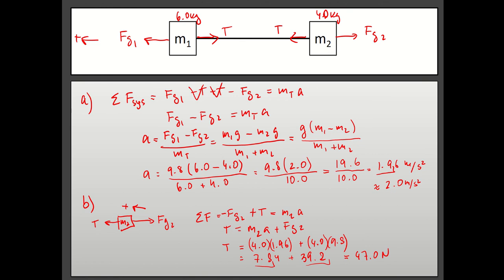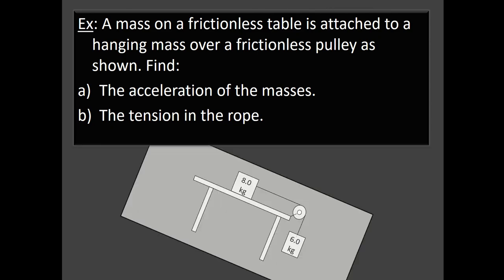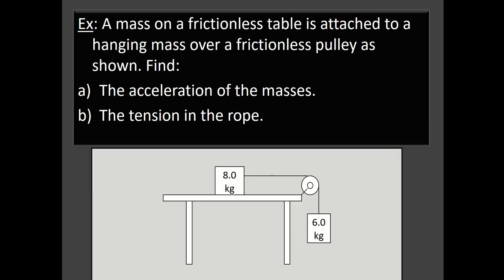So let's take a look at a case where we actually have friction, or actually a slightly different setup before we get to friction. So here's a case where we have one mass sitting on the table, and the other mass is hanging from the edge of the table. So notice here the mass is on the frictionless table in this case, and again is attached to the mass that's hanging here. We're asked to find the acceleration of the masses, and to find the tension in the rope.